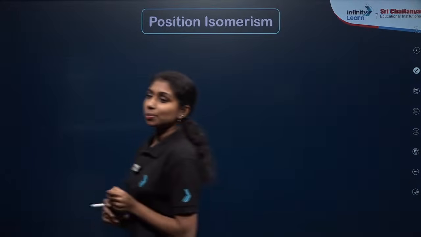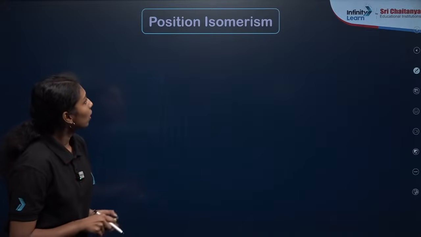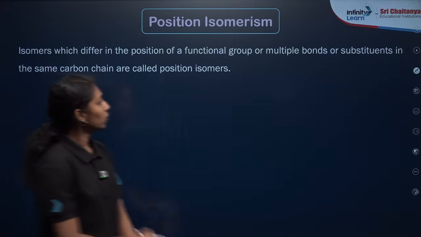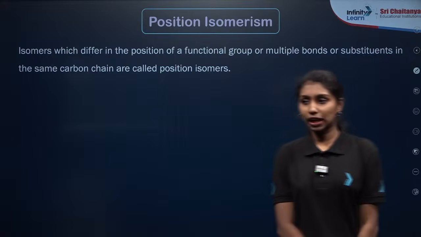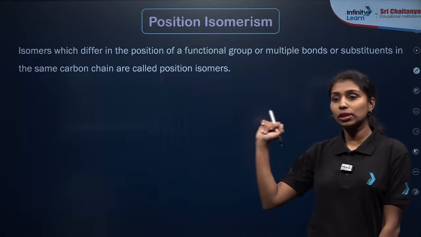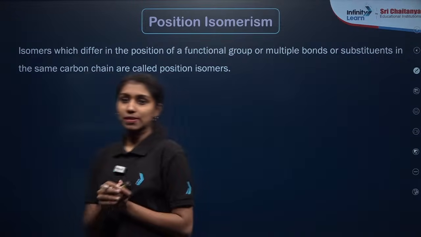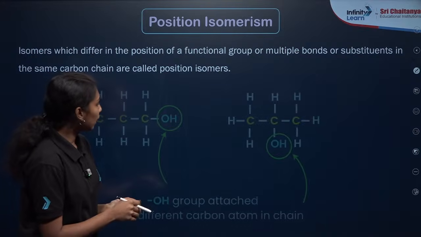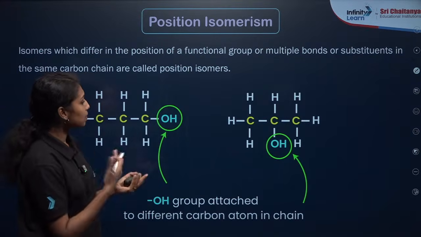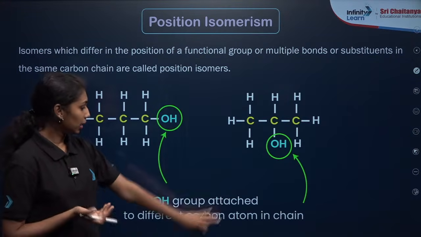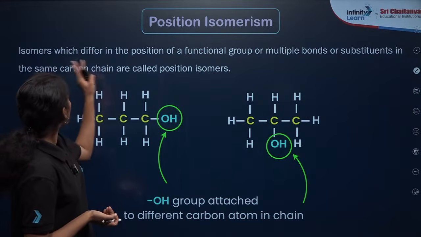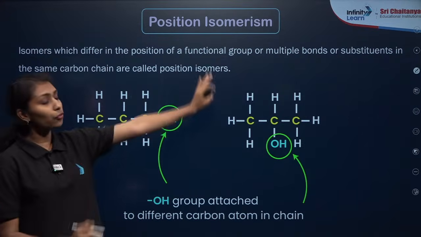Okay, now let me discuss position isomerism. Here also you may get confused because you don't have an idea about the functional groups, right? So I will just give a brief idea about that. If you get it, accept, otherwise just leave it here. So here the isomers differ in the position of the functional group.